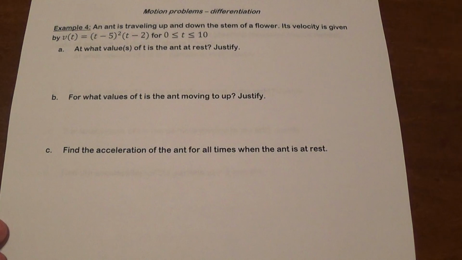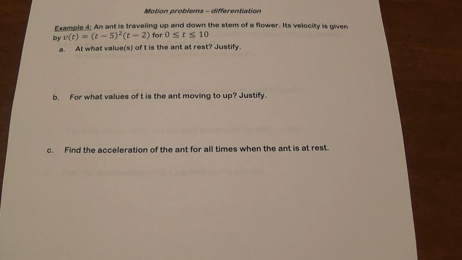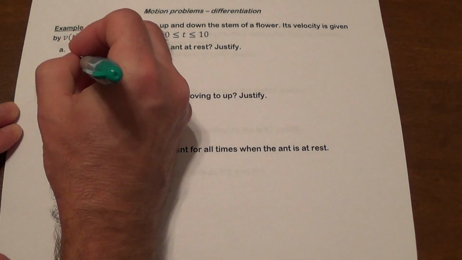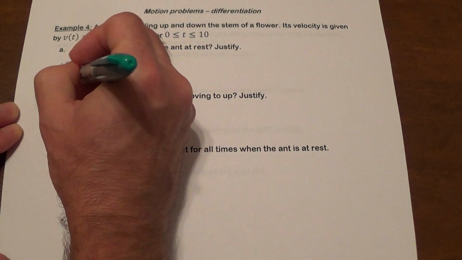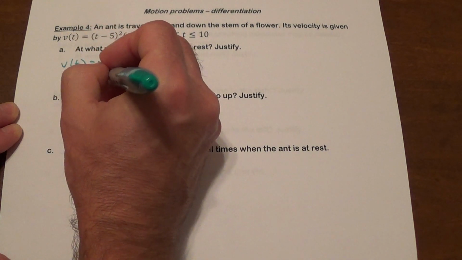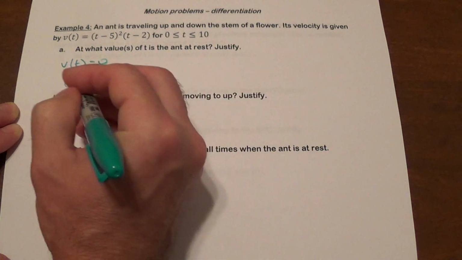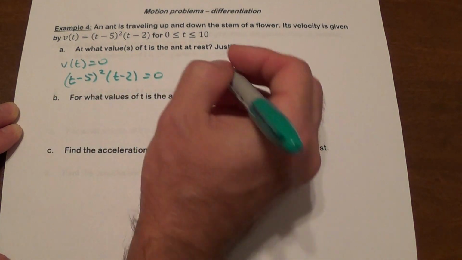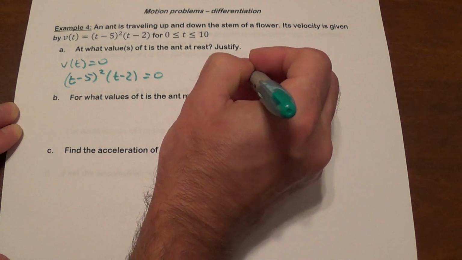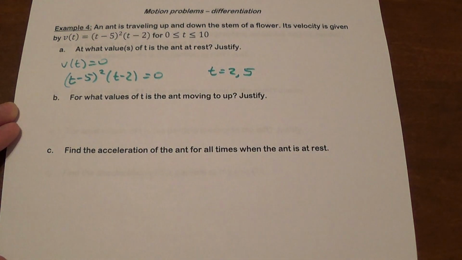Alright, the next problem. An ant is traveling up and down the stem of a flower. Its velocity is given by the velocity function, so be careful, you are already given the velocity function here. You don't need to find it. So the question is, at what values of t is the ant at rest? We already have the velocity function here, so we're going to set it equal to 0. So it's going to be t minus 5 squared times t minus 2 equals 0. That should be a pretty easy equation to solve. It's already factored, so it's going to be t equals 2 and t equals 5. Those two values.